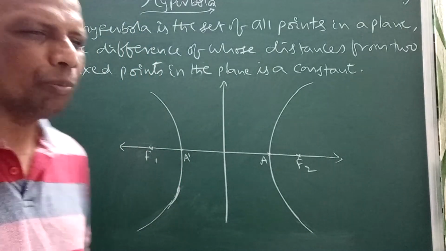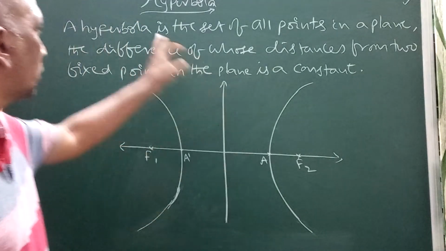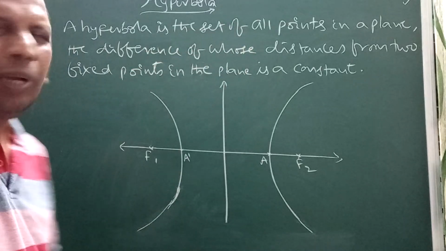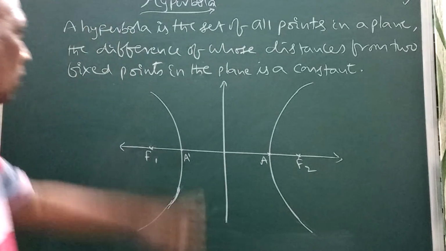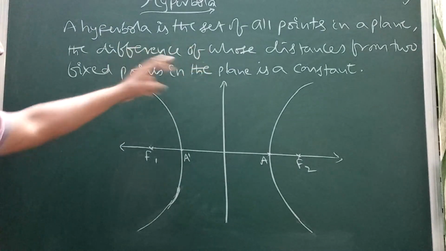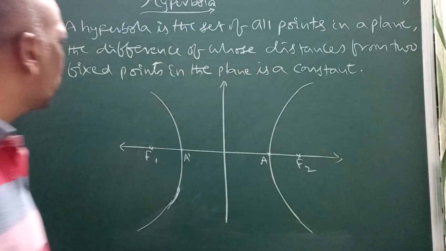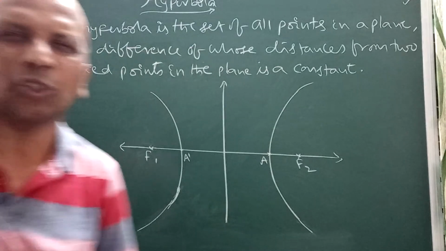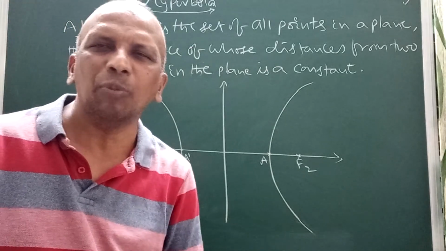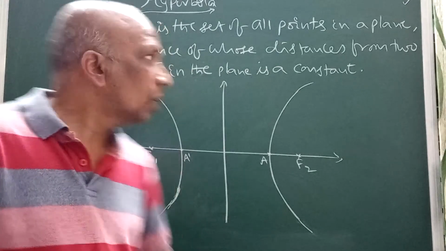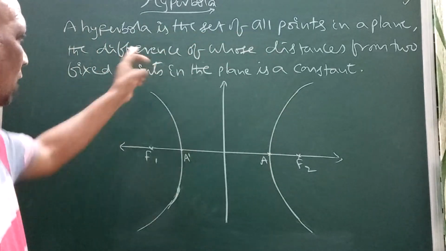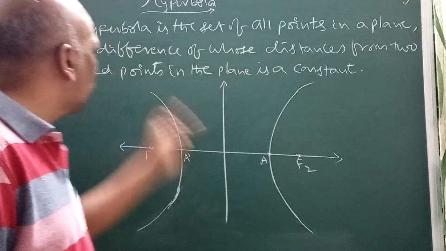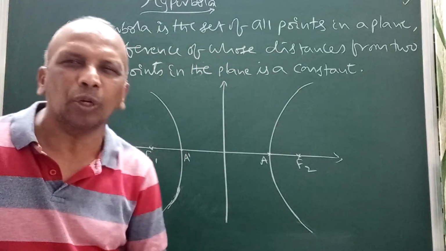When I'm talking about hyperbola, it is a set of all points in a plane, the difference of whose distances from two fixed points of the plane is a constant. So a hyperbola is a set of all points in a plane, the difference of whose distances from two fixed points in the plane is a constant.